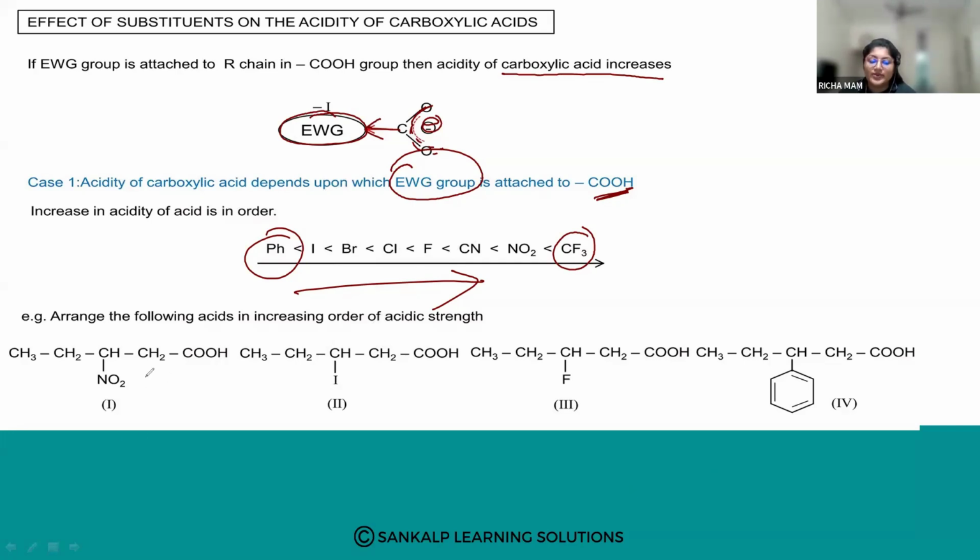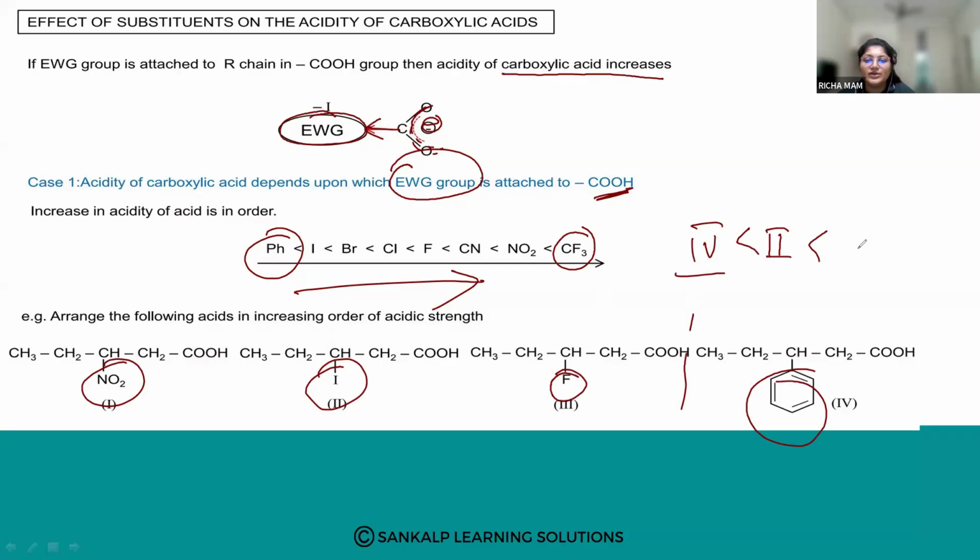Below, when you see this compound: arrange the following acids in increasing order of their strength. When you want to arrange them, which is more acidic? Nitro is here, iodo is there, then fluoro is here, and here is a phenyl group. So first will be your phenyl group, fourth will come first, and then your iodo group, second will come next. Then fluoro, the third one, and then nitro. Like this, the order will increase.